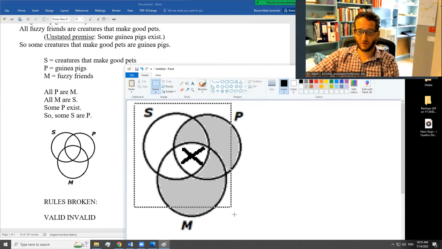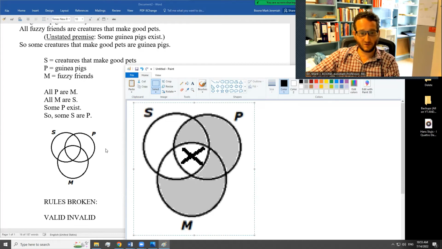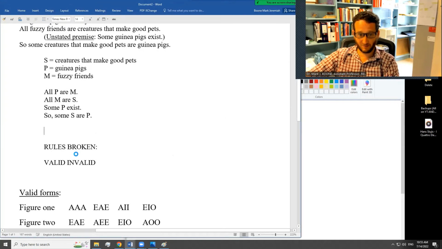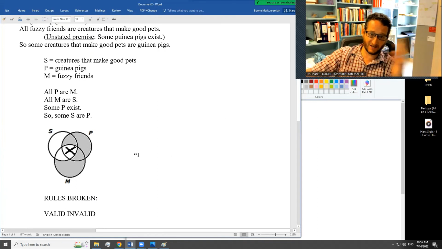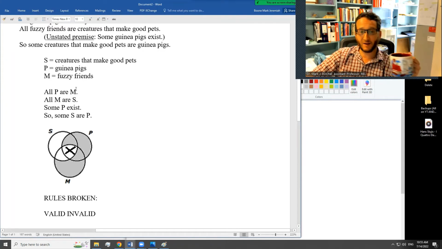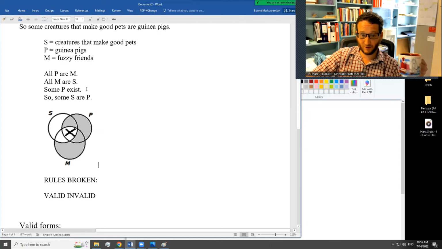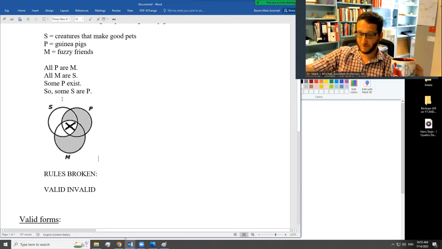You do end up with an X in the middle region, which is the P, M, S overlapping region, which is to say some P's do exist. In this case, actually, not only do some guinea pigs exist, some P exists, which is guinea pigs, but some S are P: some creatures that make good pets are guinea pigs. So now the argument's fine.